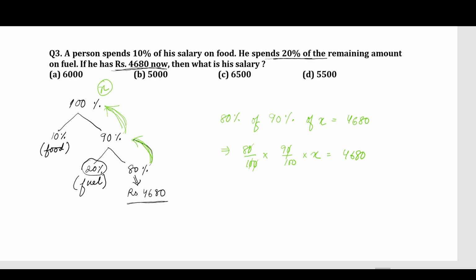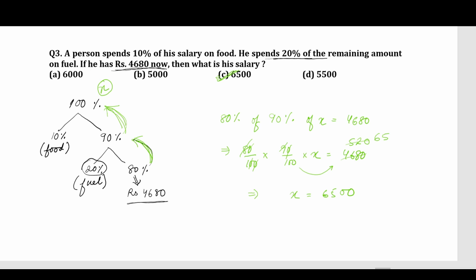Zeros cancel. 9 into 10 cancels out, 9 fives are 45. 8 cancels, 8 sixes are 48, 4 into 8 fives are 40. So x is 65 into 100, which is 6500. Option C.